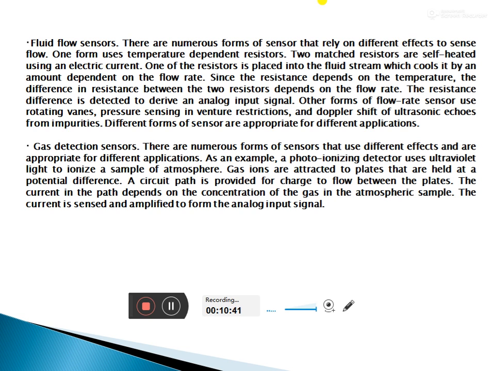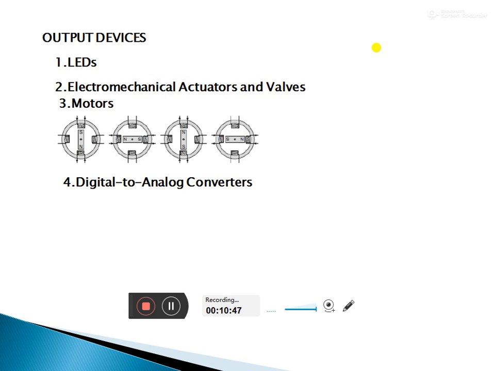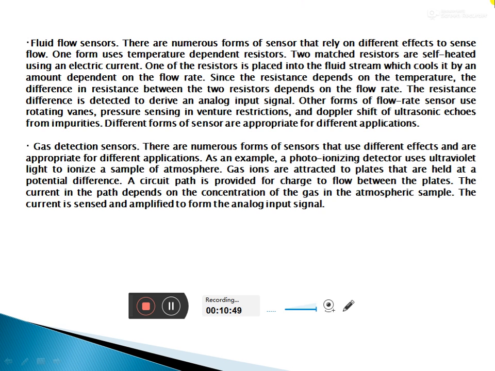So these are the analog as well as digital devices. According to this, we have to study. In the next class, we will discuss the output devices.